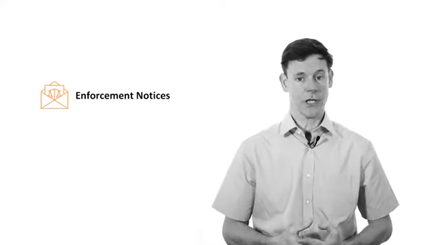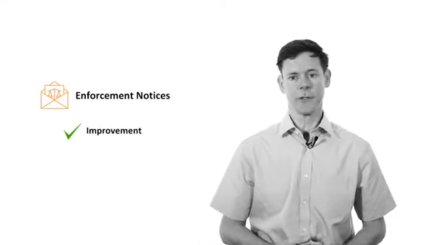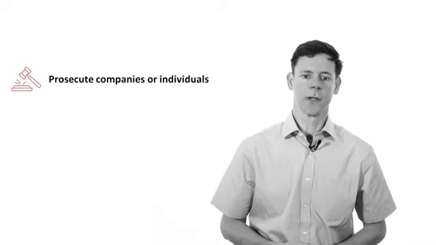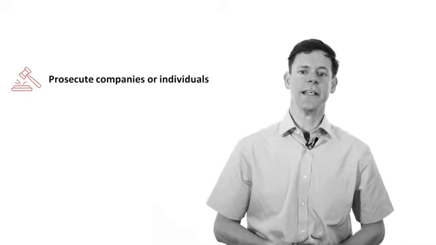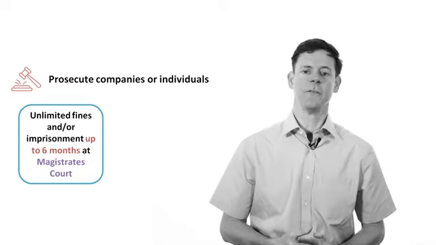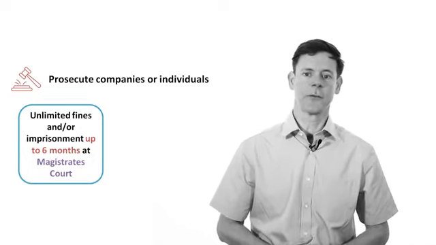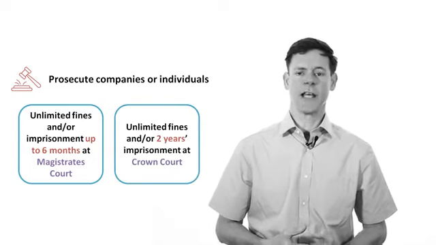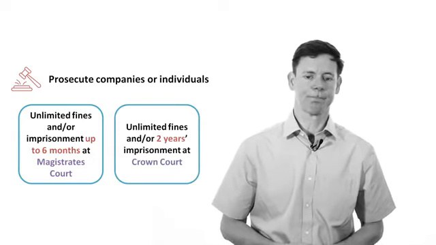HSE inspectors use a range of enforcement powers, such as enforcement notices in the form of improvement notices and prohibition notices. And of course, they can prosecute through the criminal courts. Successful prosecution would normally lead to a fine and or imprisonment: in the magistrates' court, an unlimited fine and imprisonment up to 6 months, and at Crown Court, an unlimited fine and imprisonment potentially up to 2 years.